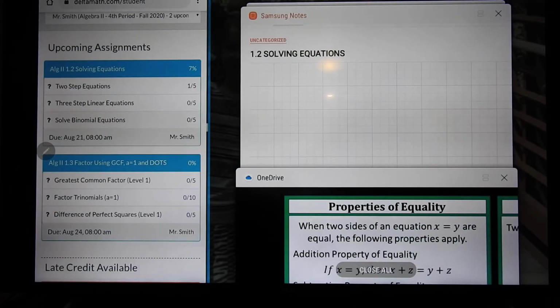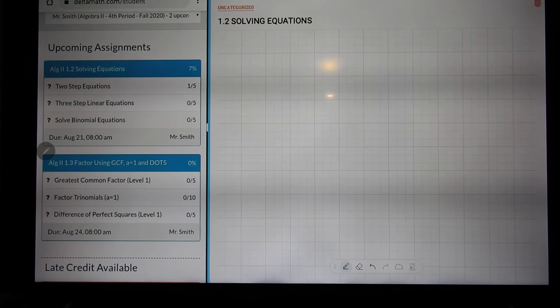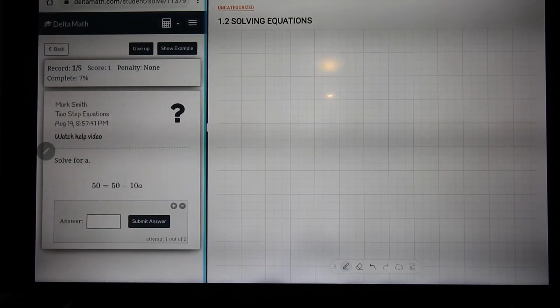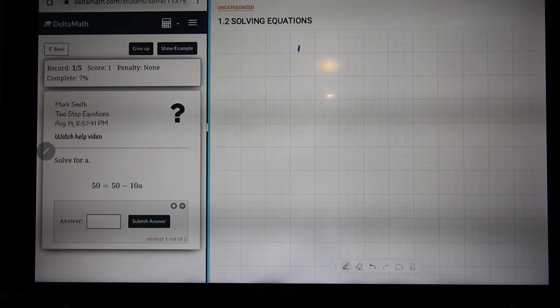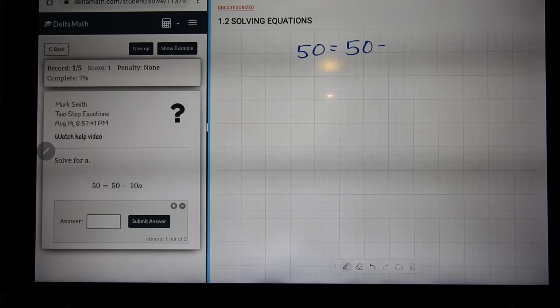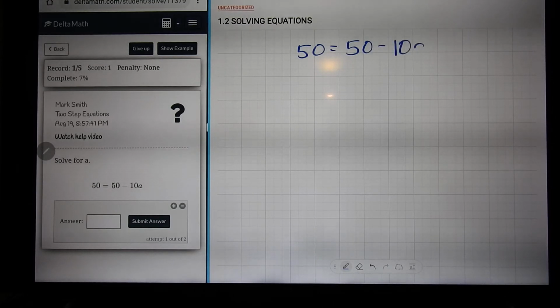If you're using a phone, it might look like this on your phone. And then you need a piece of paper next to it. We're going to do a two-step equation. Okay, so this says 50 equals 50 minus 10a.